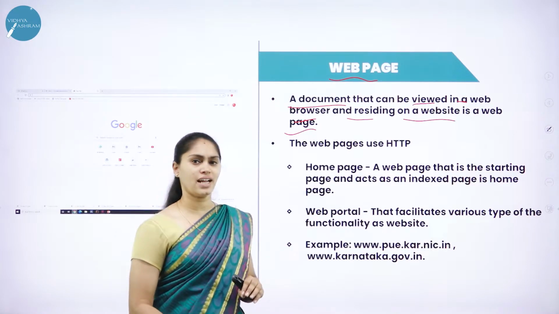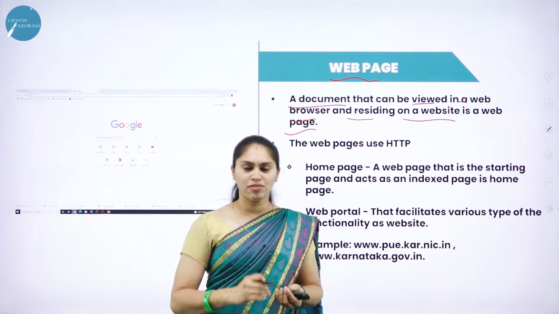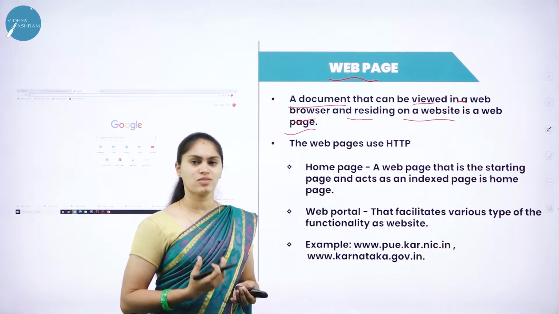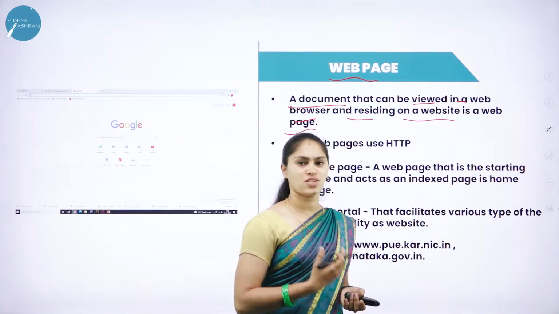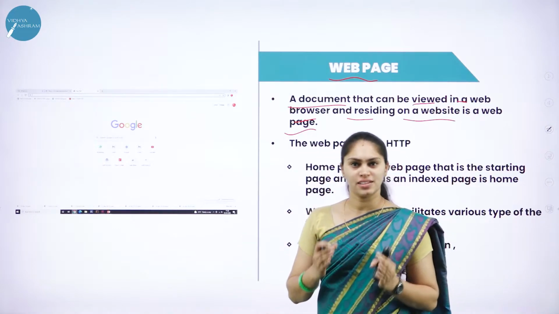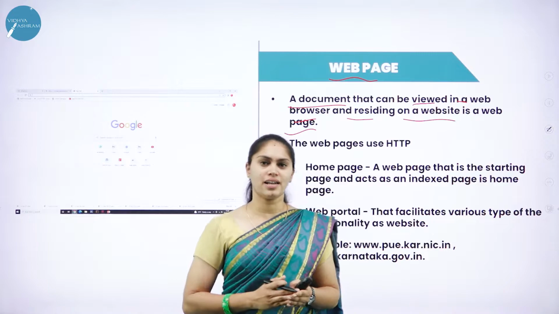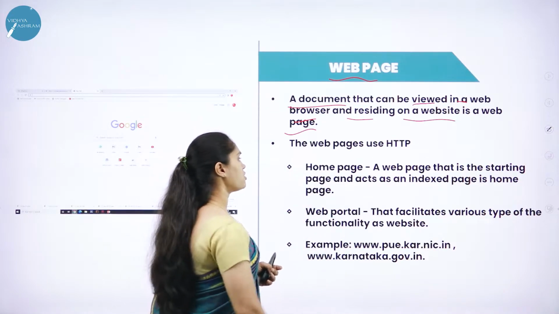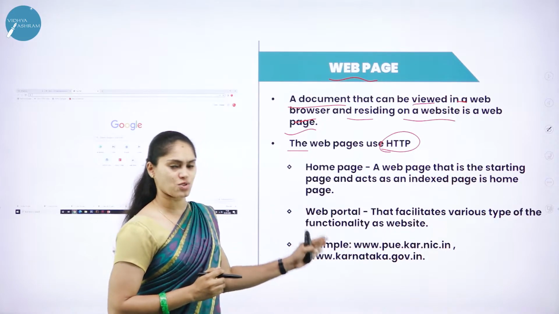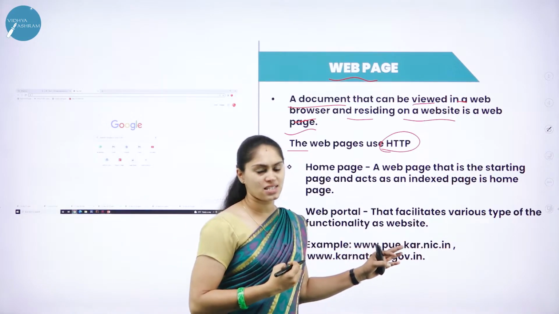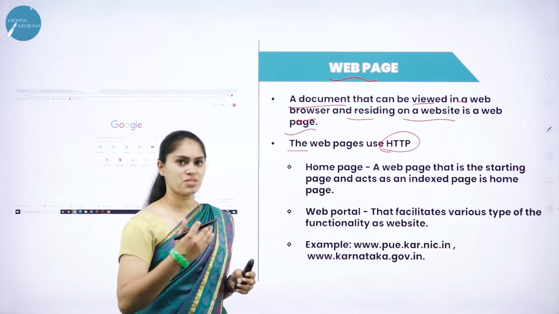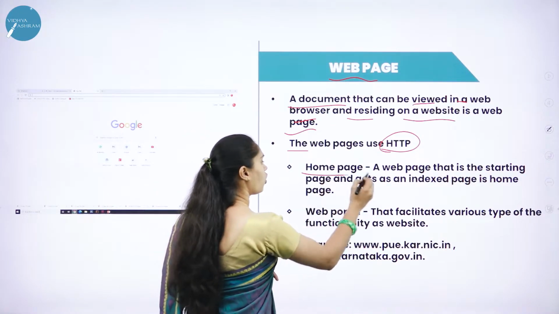This can contain any kind of data. If I consider any web page, it may comprise images, text, audio, video, any kind of text or image. So it can contain any kind of data. Also the web page uses HTTP, that is Hypertext Transfer Protocol, in order to access the content from the internet. And also the web page, we have several kinds. That includes the home page.